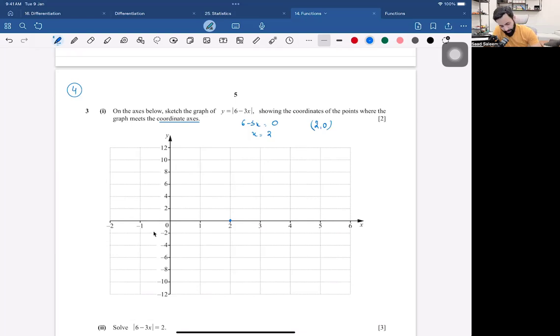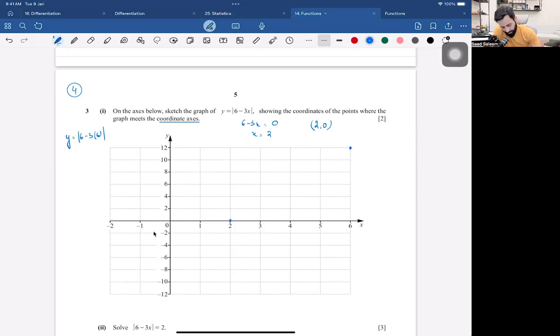So here's what we're going to do. We're going to take the endpoints, as in there's no domain that's given. So we're just going to take the endpoints of the grid. So we'll plug in 6. Let's see what happens if we plug in 6. If I plug in 6, we have y equals 6 minus 3 times 6. 3 times 6 is 18. 6 minus 18 is minus 12, the modulus of which is 12.